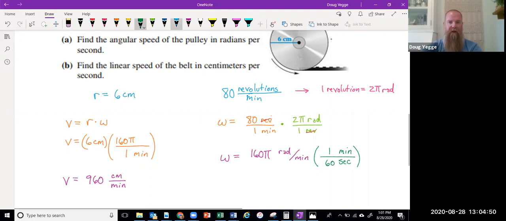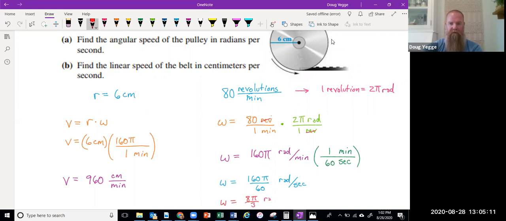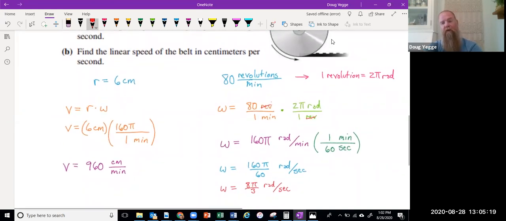So now I can see that my angular speed is 160 pi over 60 radians per second, which when I simplify gives me an angular speed of 8 pi over 3 radians per second. So it's always important in an application problem to know what units you're using. So pay attention to those units, and this right here is my final answer.